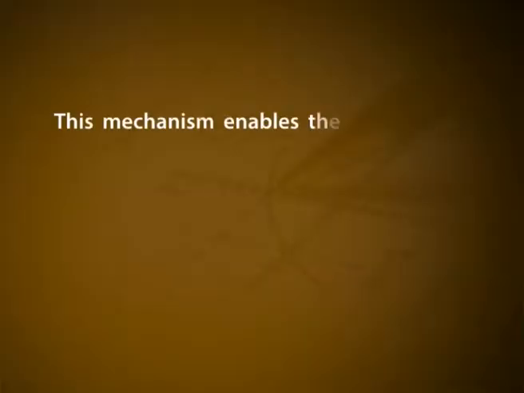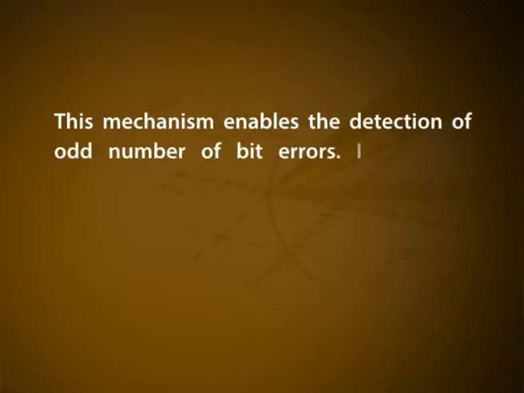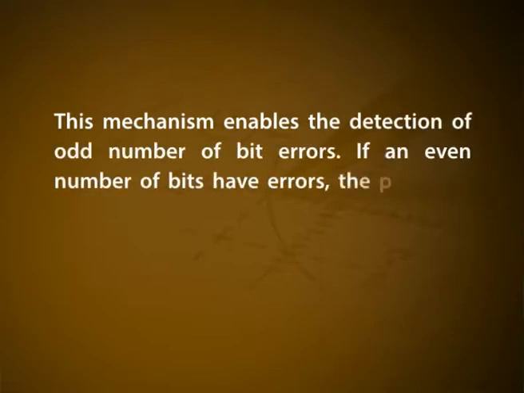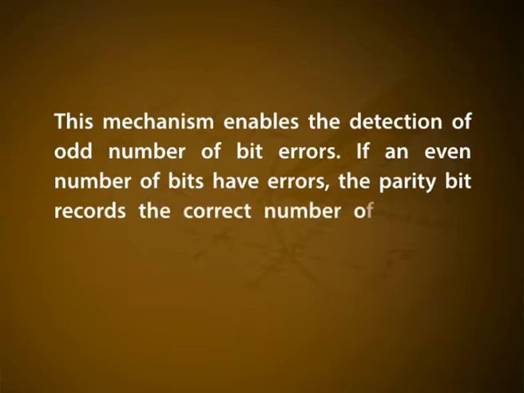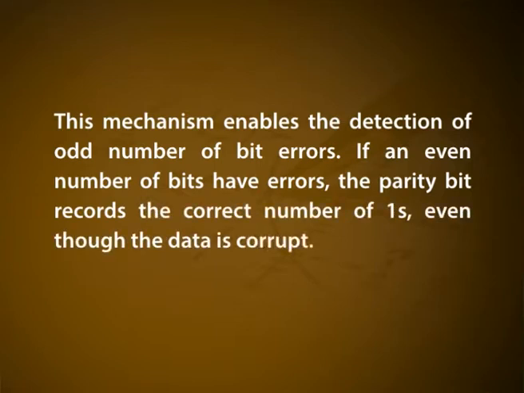This mechanism enables the detection of odd number of bit errors. If an even number of bits have errors, the parity bit records the correct number of ones, even though the data is corrupt. That is, for the above sequence, if the data received is 10100, the parity bit computed will be 0 and reports correct transmission, but the data is not the same.